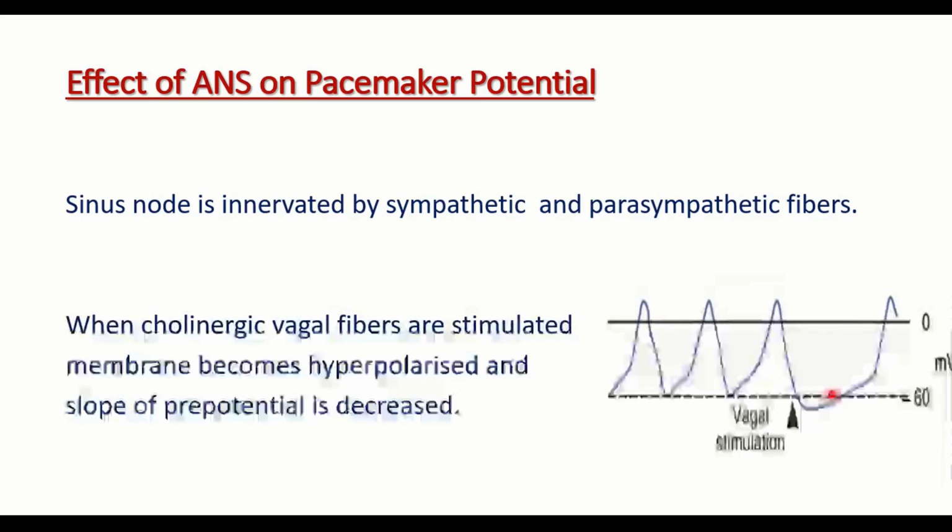Moving on to the effect of the autonomic nervous system on pacemaker potential. The SA node is innervated by both sympathetic and parasympathetic fibers. First we will study parasympathetic stimulation. When cholinergic vagal fibers, that is parasympathetic fibers, are stimulated, the membrane becomes hyperpolarized and the slope of the potential is decreased. In this diagram you can see this is a normal pre-potential. This is the normal slope of the pre-potential. Now when there is vagal stimulation, you can see the slope of the pre-potential is decreased.